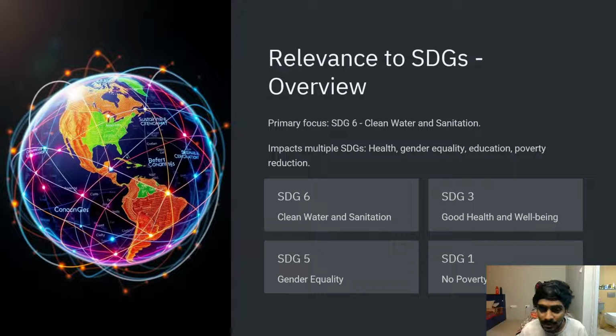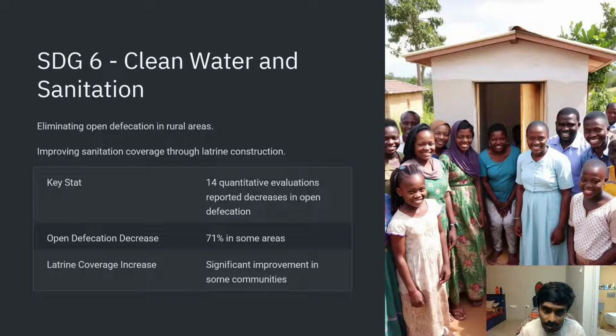Here we'll be focusing on four SDGs mainly: SDG 6, 3, 5 and 1, which are clean water and sanitation, good health and well-being, gender equality and no poverty. SDG 6 is the primary focus. Talking about SDG 6, which is what the paper is based on, CLTS is about eliminating open defecation in rural areas and improving sanitation coverage through latrine construction. One key stat mentioned in the paper is that 14 quantitative evaluations reported decreases in open defecation. In some areas, in fact, there is a 71% decrease in open defecation, and there is a significant improvement in latrine coverage in some communities as well.